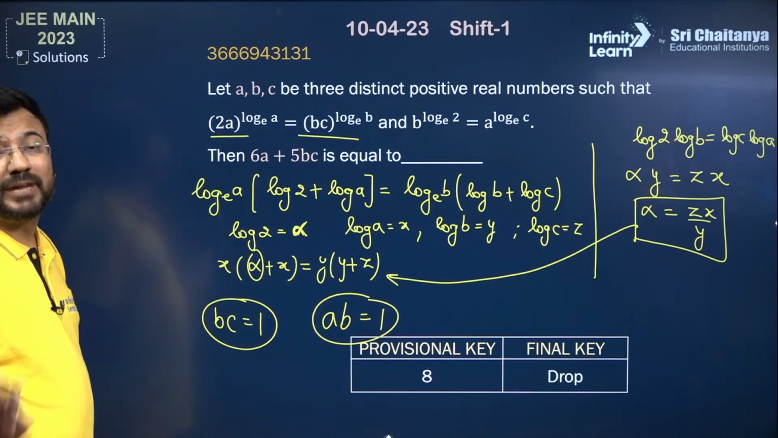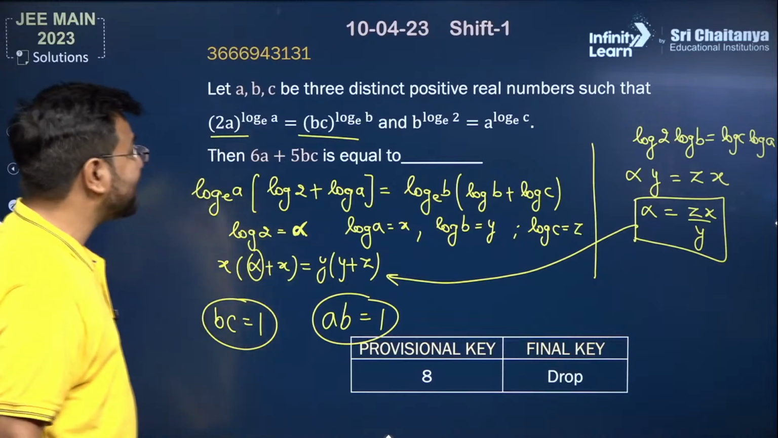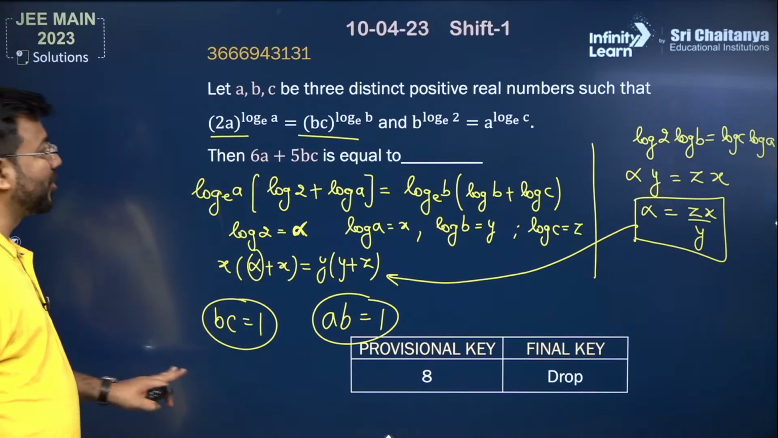If BC is equals to 1, my dear students, try to listen to me. If BC is equals to 1, then what result can we obtain from here?